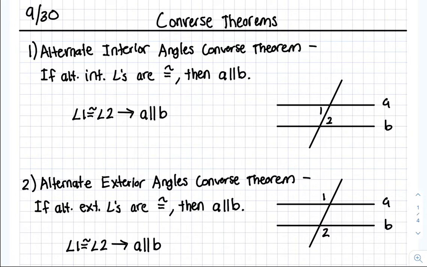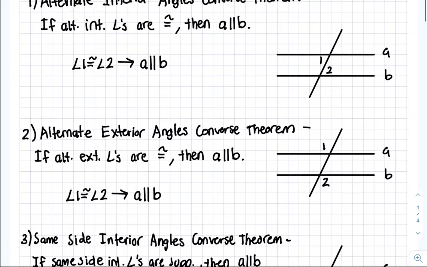So if angle 1 is congruent to angle 2, and you know those are alternate interior angles, then that proves A and B are parallel. Now for number 2, this is the alternate exterior angles converse theorem. If alternate exterior angles are congruent first, then you can say A is parallel to B. Based off this image, if angle 1 is congruent to angle 2, those are alternate exterior angles and they're congruent first, then we can say A is parallel to B.